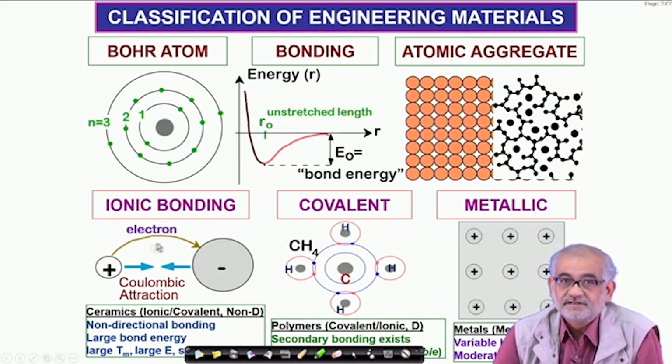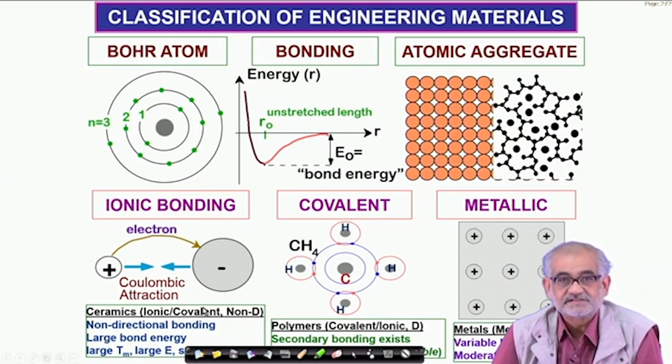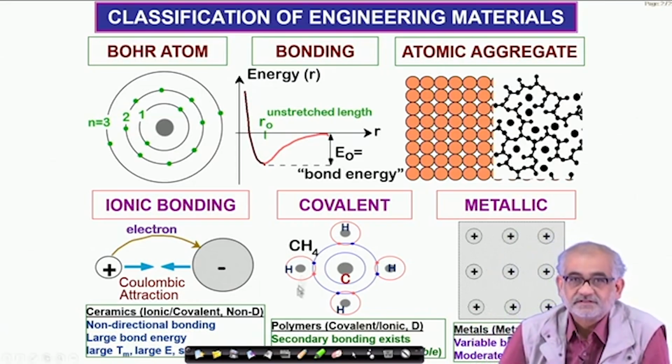One is when the electrons are transferred from one species to the next. So, the cation donates an electron to the anion, and in turn what we have is called ionic bonding. And these ionic bondings are characterized by non-directionality, fairly large bond energy, as a result of which you actually have large melting temperature, large elastic modulus, and very small coefficient of thermal expansion.